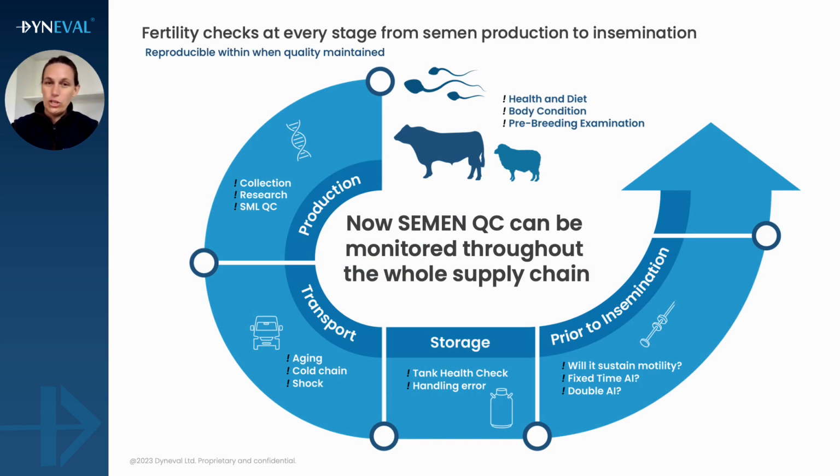Dynaval's core technology, underpinning the Dynescan, provides precise measurements that can be relied upon, that are independent of the user, and can be performed by anyone across the semen supply chain, all the way from production through transport, importing into countries, storage, and then prior to insemination.